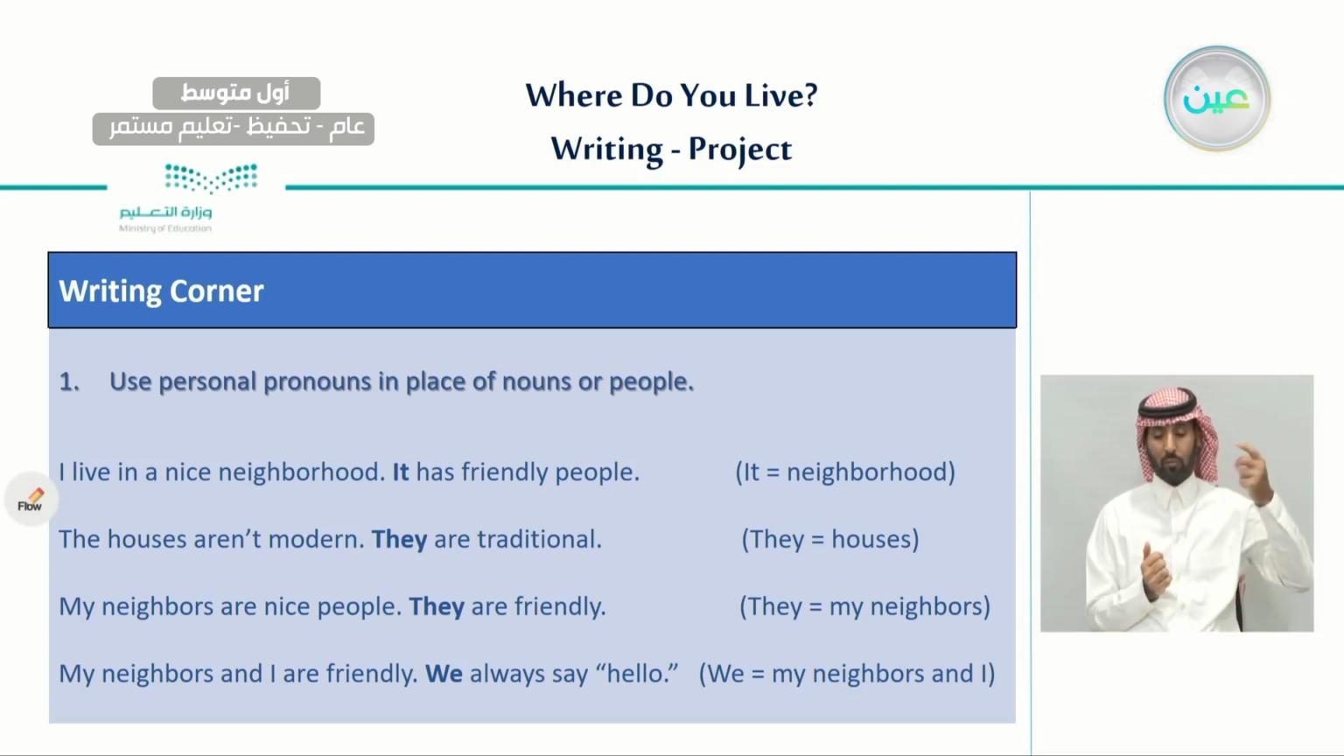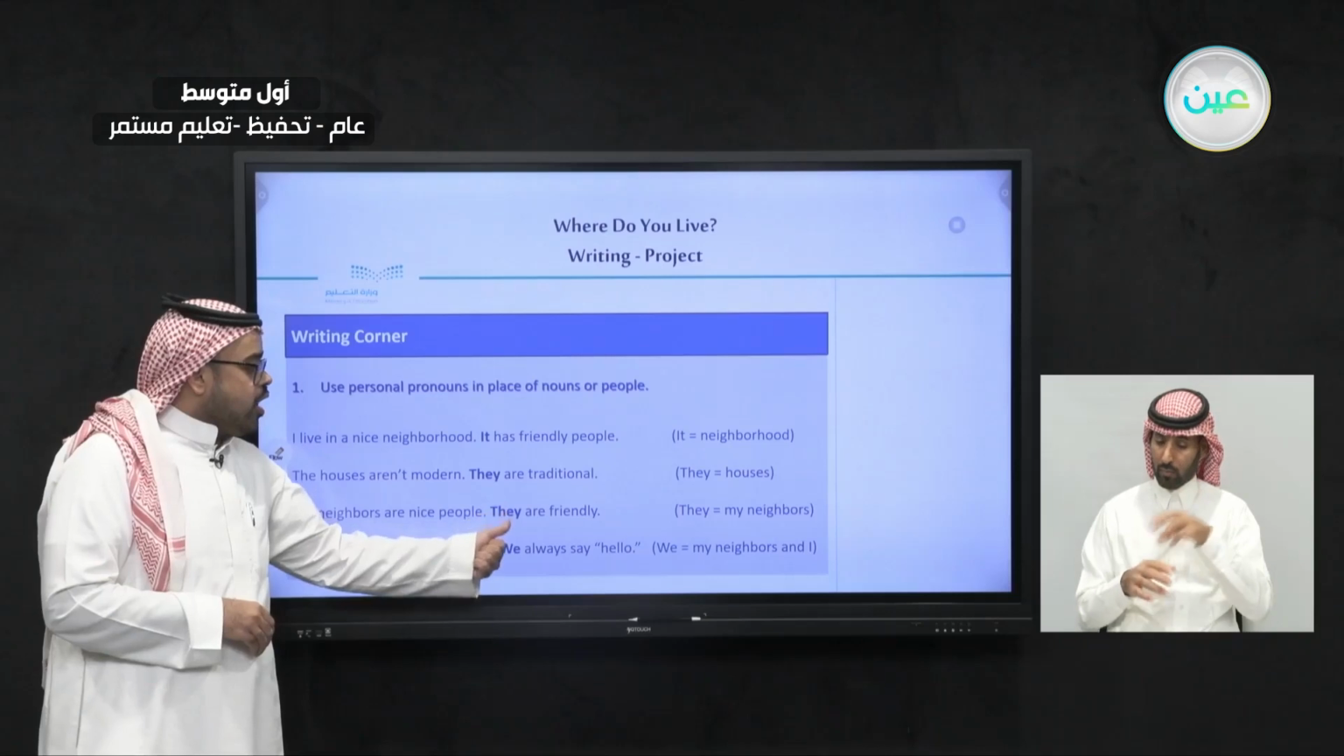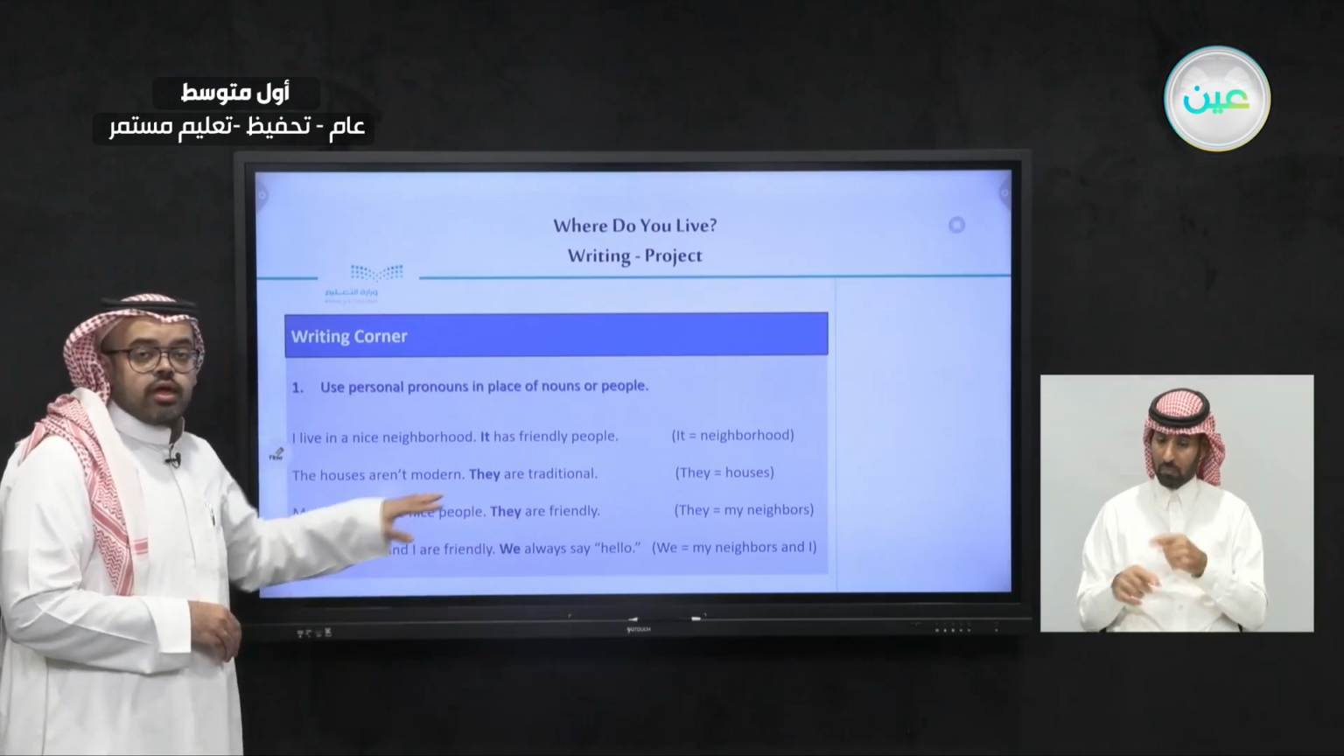They refers to the houses. So instead of repeating the words "the houses," we used "they" instead. As you can see here, they refers to houses. The third example is, "My neighbors are nice people. They are friendly."